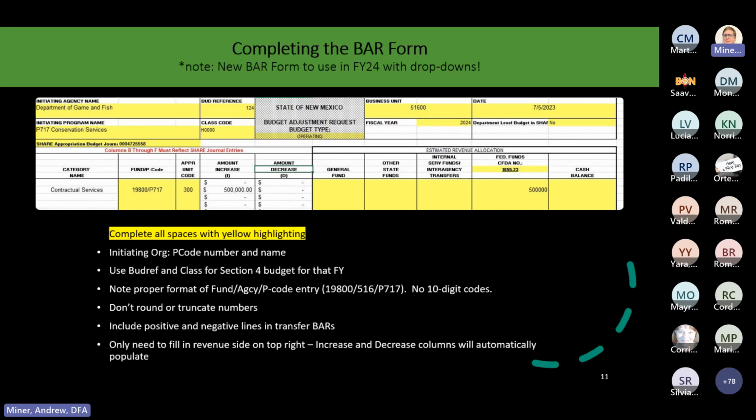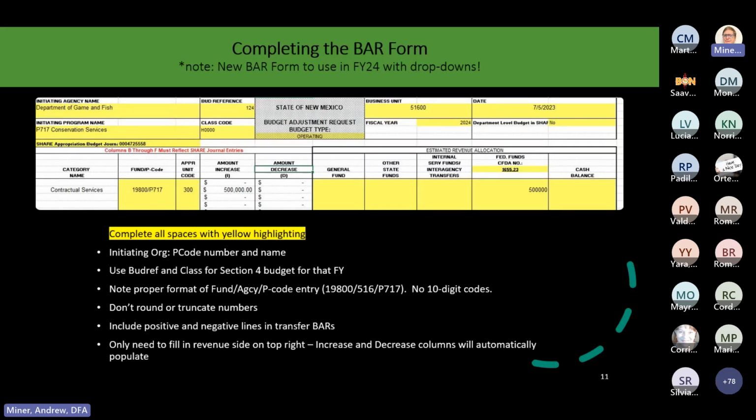Some of these spaces are pretty obvious, but you see how I have it filled out here as an example. The initiating org or agency, that's your P code. Sorry, you have your agency name, and then under that, the program name. So you have your P code and the name of whatever that is. This is Game and Fish Bar, and I put in P717, that's Conservation Services. Bud Ref and class for the Section 4 budget for that year.